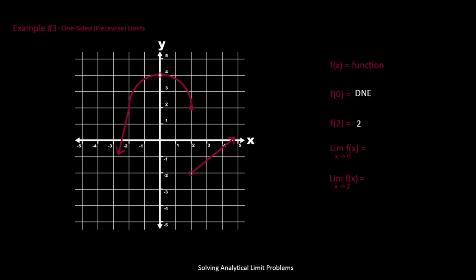For the limit of f of x as x approaches 0, let's imagine the limit from the left and the limit from the right exactly like we did in the side notes of the last two examples. The left is approaching 4 and the right is approaching 4. Therefore, the limit must be 4.